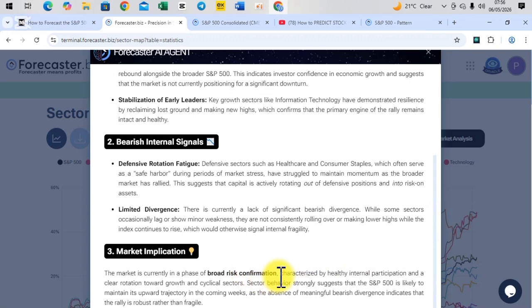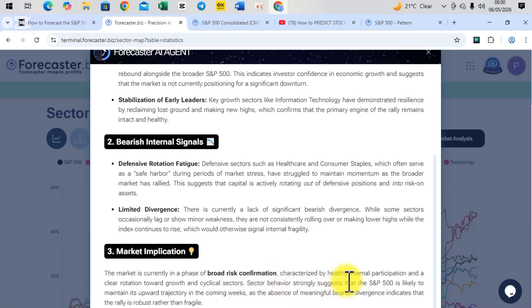Yes, we have to confirm with a lot of data, for example, the inflation, the GDP, as I said, and we also continue to look out for these divergences currently, because we realize that the S&P 500 is growing higher, but the other sectors are still lagging behind there. So that could create another divergence, characterized by healthy internal participation and a clear rotation toward growth and cyclical sectors.